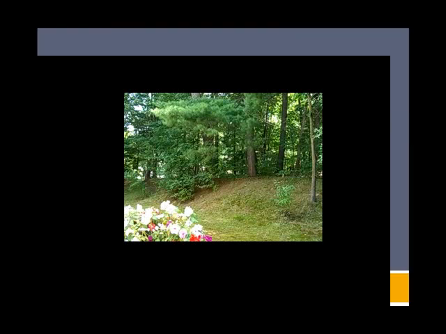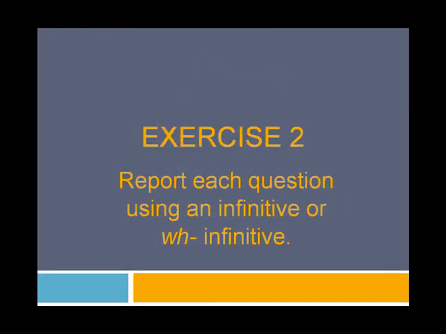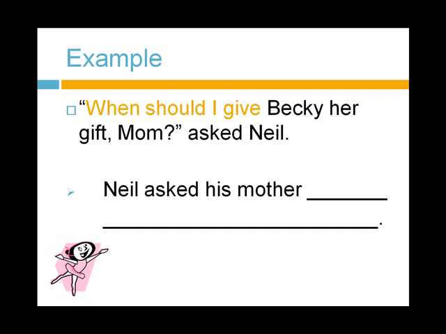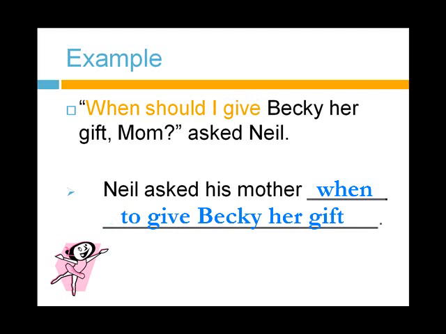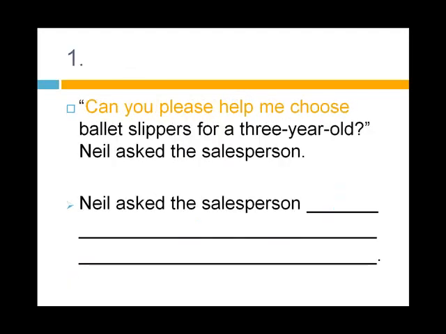Let's try an exercise to check your understanding. Exercise 2. Report each question using an infinitive or WH infinitive. Example: "When should I give Becky her gift, Mom?" asked Neil. This question uses a WH word, so we can use a WH infinitive to report it. When. We know we don't need the modal verb should or the pronoun I. We'll take our verb give and use the infinitive, to give. Neil asked his mother when to give Becky her gift. Now you try number 1.